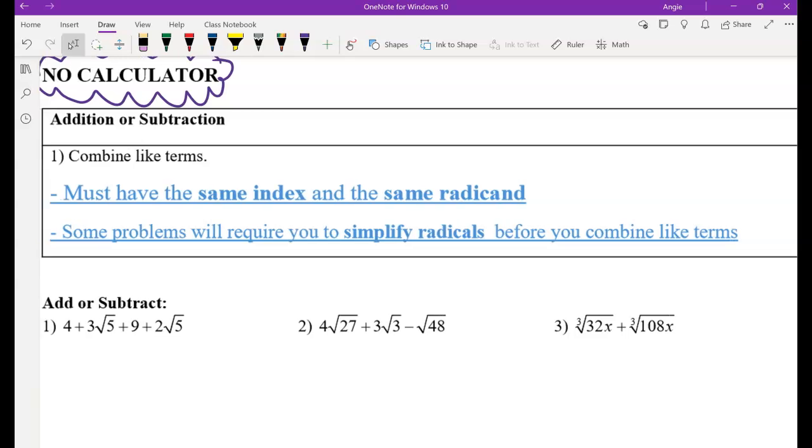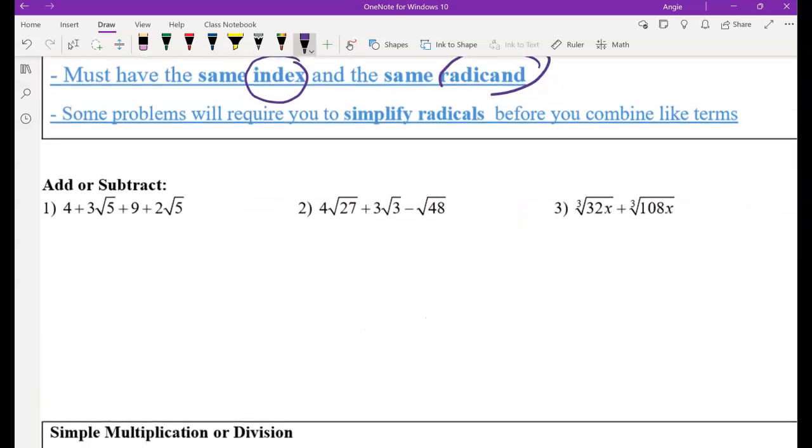Addition or subtraction. First, we are going to combine like terms. The two rules are we must have the same index and the same radicand. Then some of the problems will require you to simplify your radicals before we can combine like terms. So here are the examples.